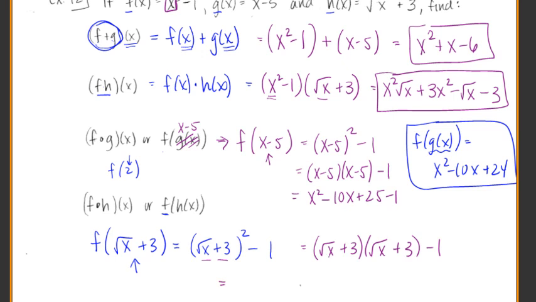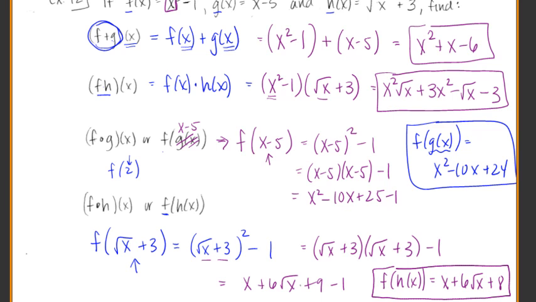So the square root of x plus 3 times the square root of x plus 3, minus 1. Foiling it out, the square root of x times the square root of x, we decided that was just x. Outside and inside will give you 3 square roots of x and another 3, so a total of 6 square roots of x. And 3 times 3 is 9, and then minus 1. So all together, f of h of x, when I plug h into my f function, you'll get x plus 6 square roots of x, and then plus 8. And there's my answer for that one.